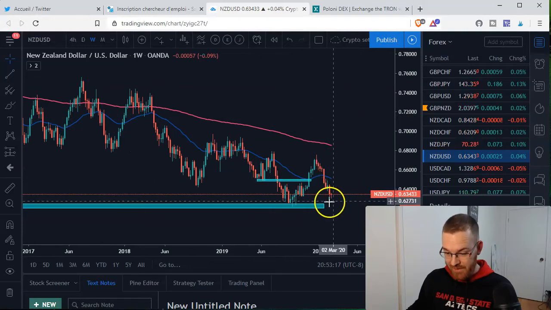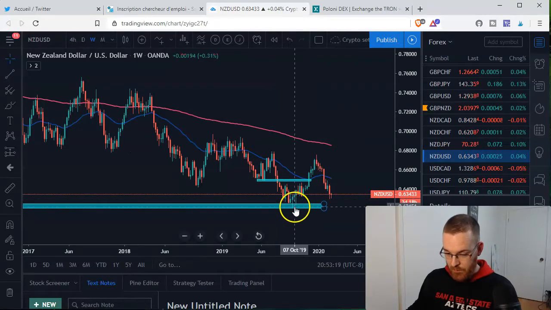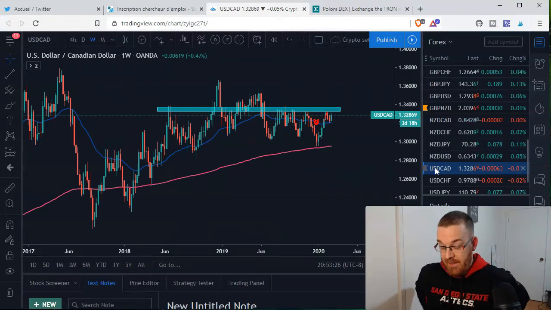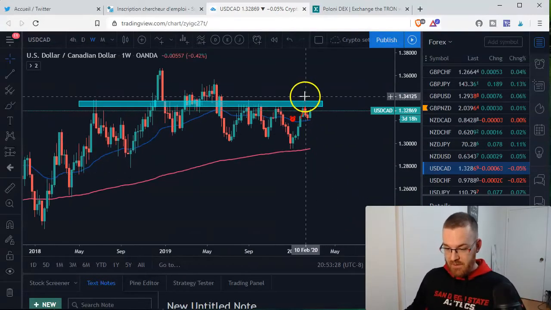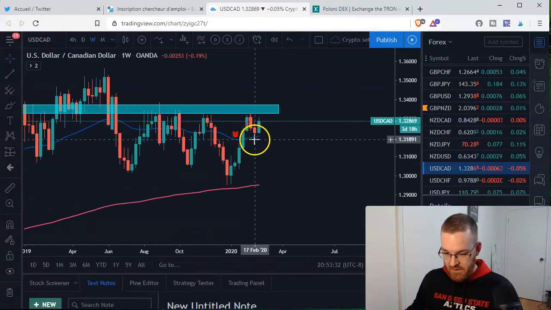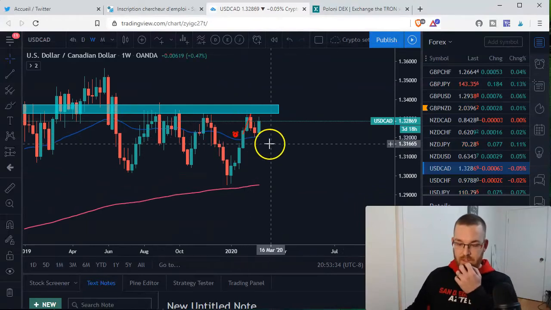So not quite ready yet. I might go back for this one, especially to this zone. So let's wait. USD CAD. Again, it seems like it still wants to head back, maybe towards the upside. There's a strong respect here on that 20 EMA. That's the one I'm using.